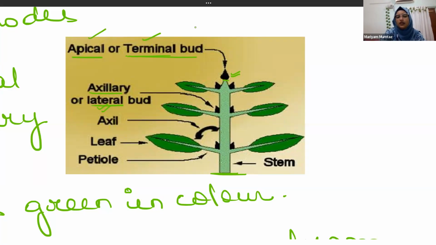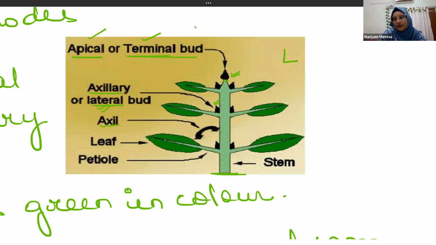So axillary or lateral buds are present here. Okay, making an angle with the node and the stem. So these are the axillary bud. Okay, this one. Is it clear? Yes. And see here, axil. Why is it known as axillary bud? Because it is making an axil. Axil meaning it is making an angle.